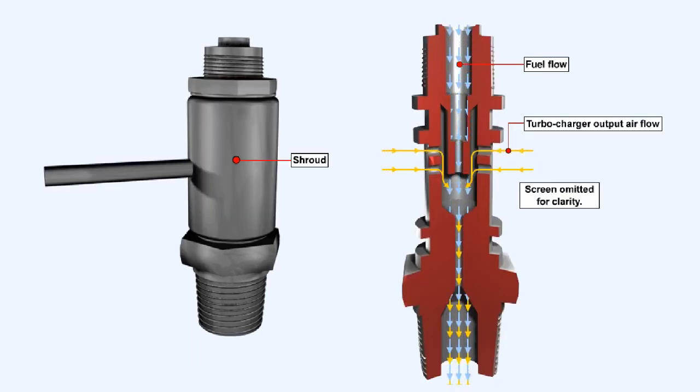Nozzles used in turbocharged engines are slightly different in arrangement, but operate in exactly the same way as those used in normally aspirated engines. Instead of mixing ambient air with the fuel, turbocharger output air is delivered to a shroud surrounding the nozzle and forced into the injector to assist in atomizing the fuel spray.